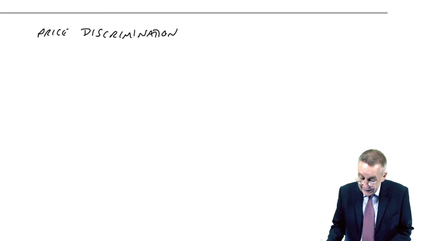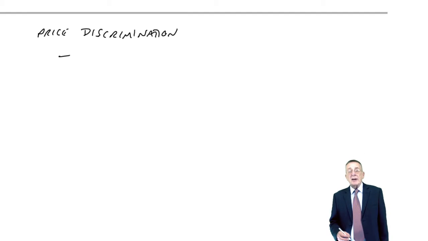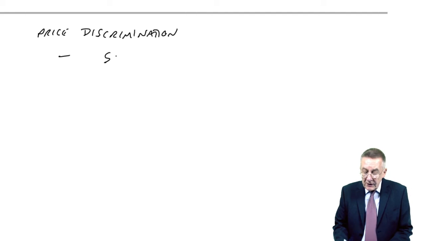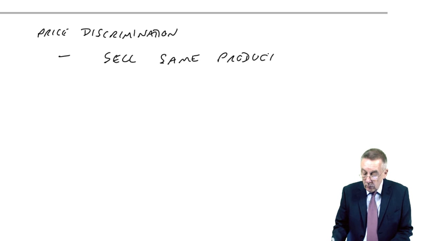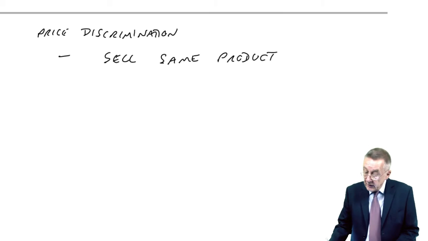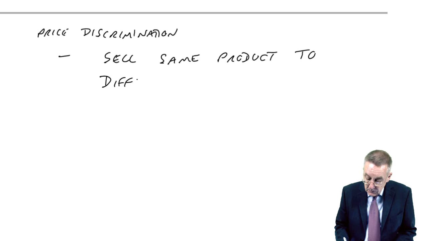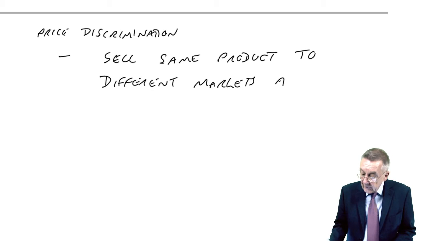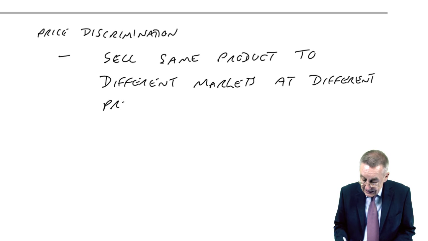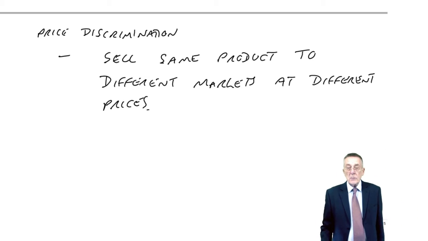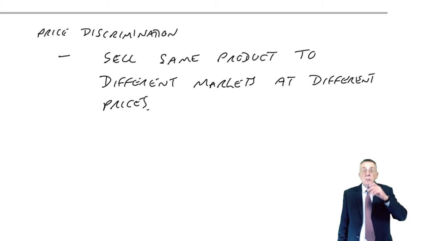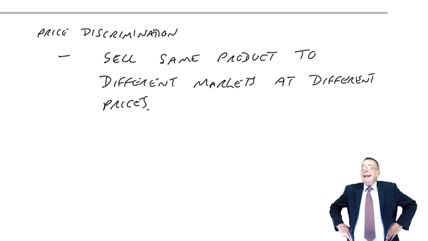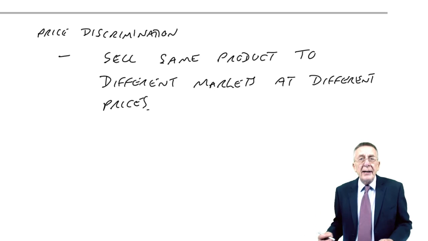Price discrimination. Now, I'll write this down first and then give you a couple of examples after. It's where you sell the same product to different markets at different prices. I'll give you two examples. One is, you'll see, geographic.